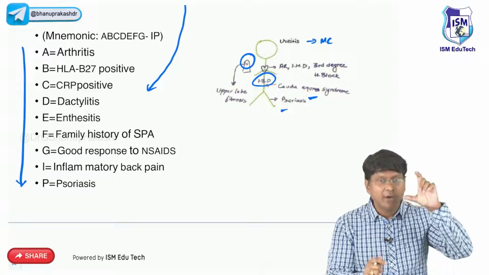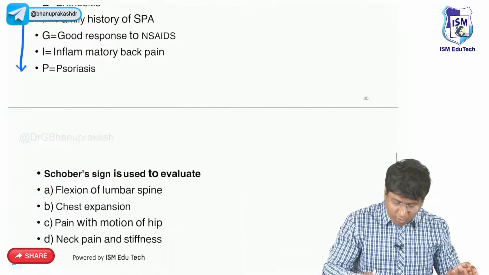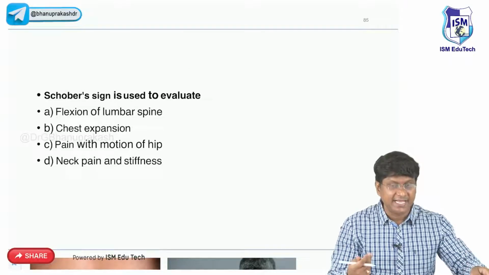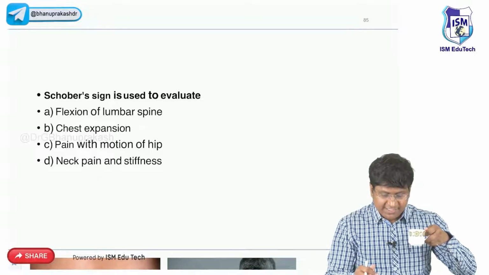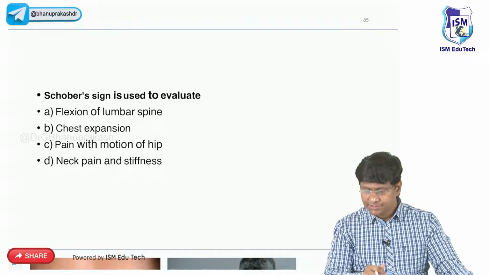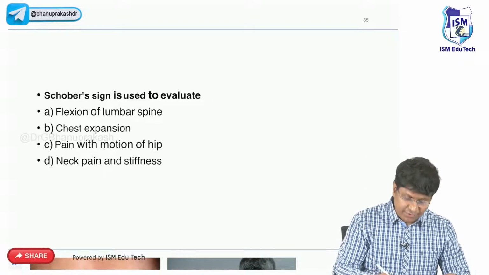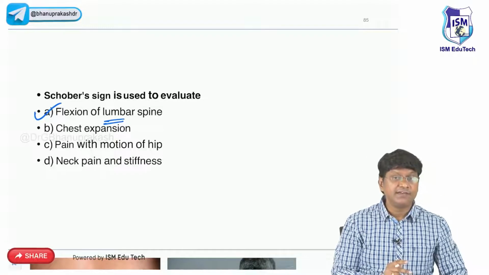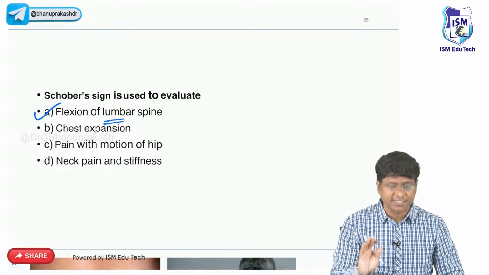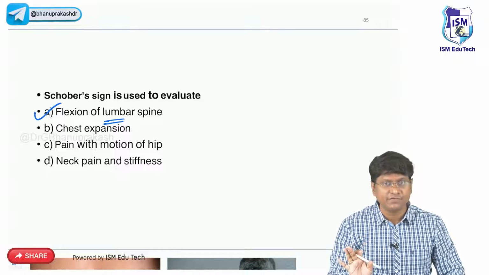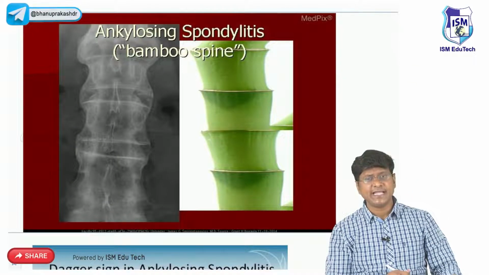Now, see, how is the vertebra in these individuals? The vertebra is being fused. Now, what is the test that you will be using for assessing the vertebral fusion? Any one of you? So, Schober sign is used to evaluate. Yes, the Schober sign is used to evaluate the flexion of the lumbar spine. Right? We'll not go into the detail of how the test is done, but this will assess the flexion of the lumbar spine. Now, you see the imaging in patients with ankylosing spondylitis.